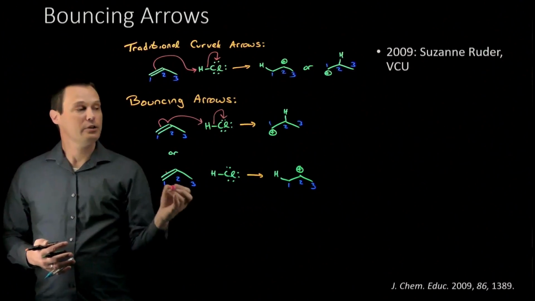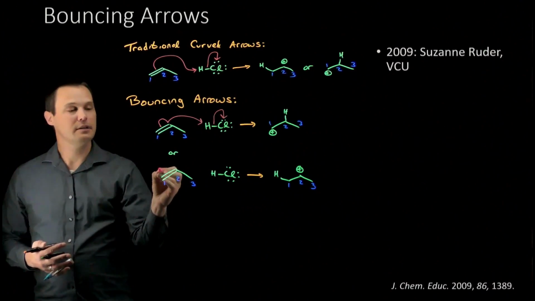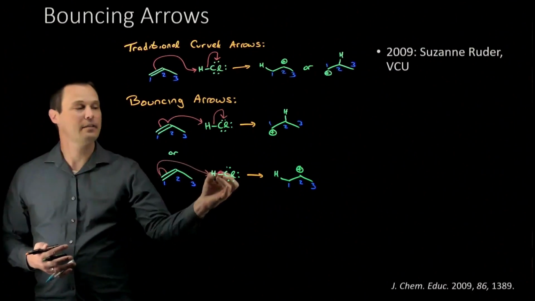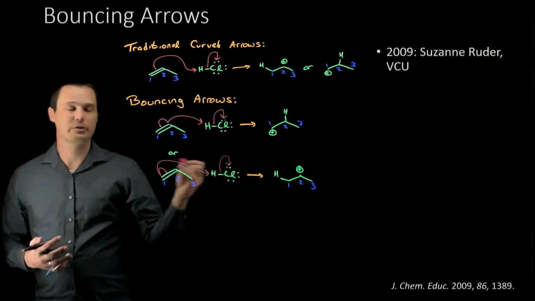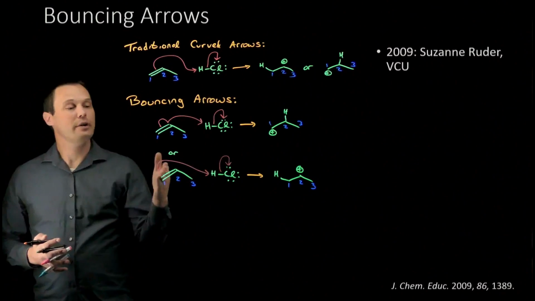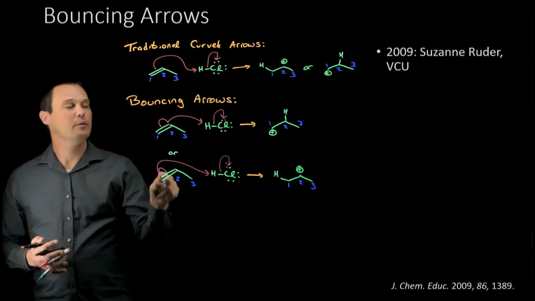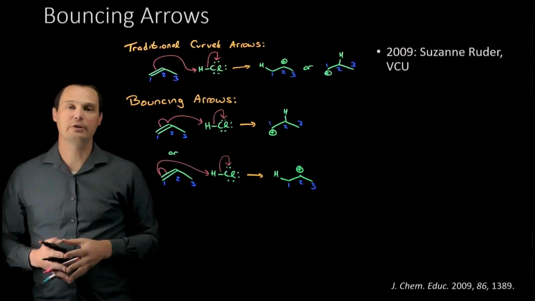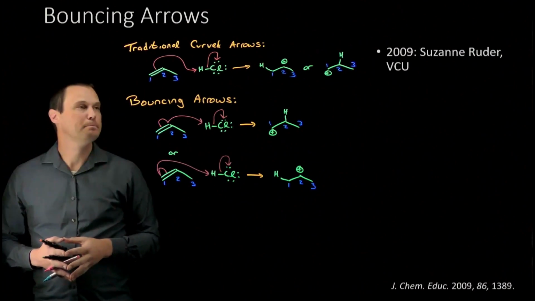If we're going to form the hydrogen-carbon 1 bond, these electrons need to bounce through carbon 1 to attack the hydrogen. The HCl bond breaks, electrons go onto chlorine, that part's the same. And here we show unambiguously that carbon number 1 is the carbon that attacks the hydrogen to form the intermediate.